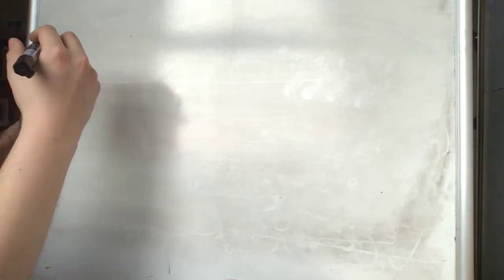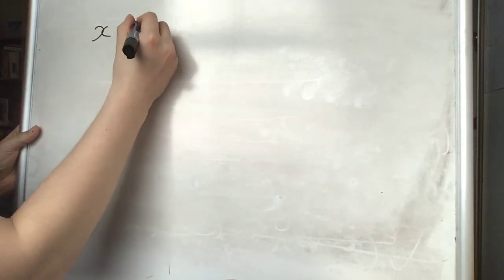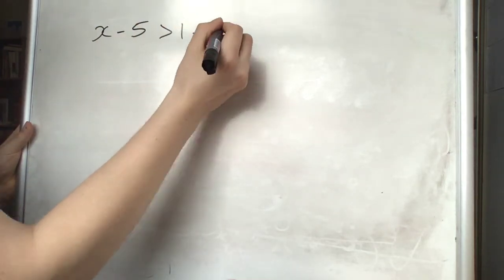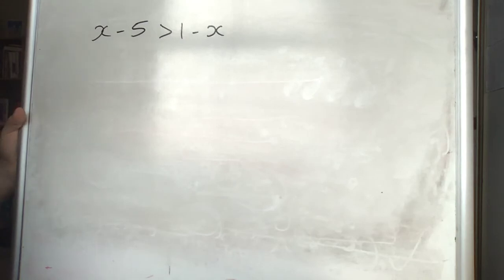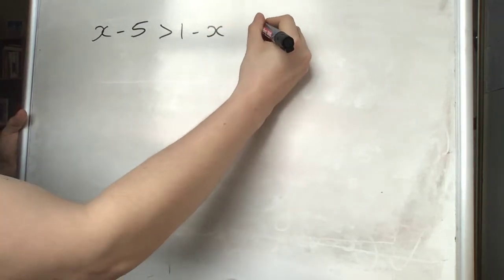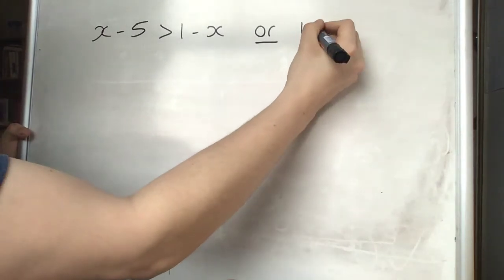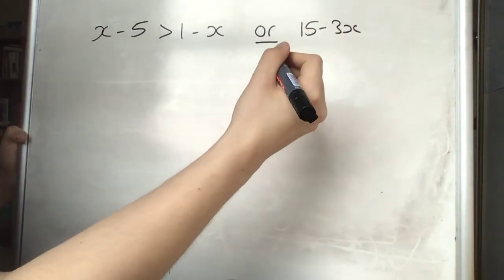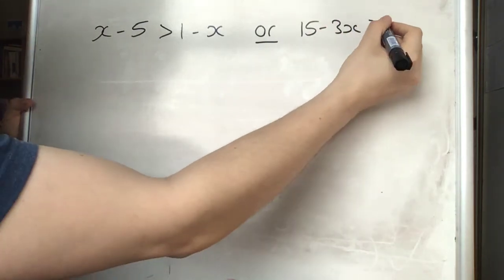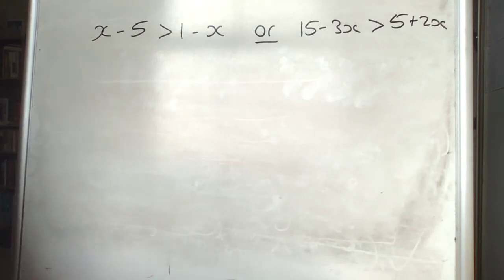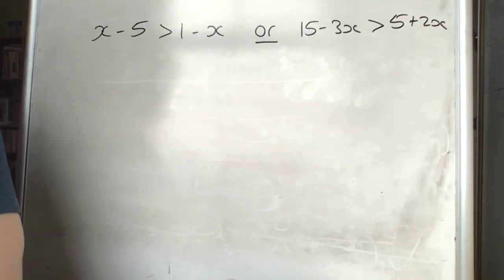So let's look at an example where we want to find the set of values of x for which, let's say, x minus 5 is greater than 1 minus x. So that's our first one. Or, so we're going to put or here, or 15 minus 3x is greater than 5 plus 2x. Okay, so it looks like there's quite a lot of information on here, but let's give it a go.